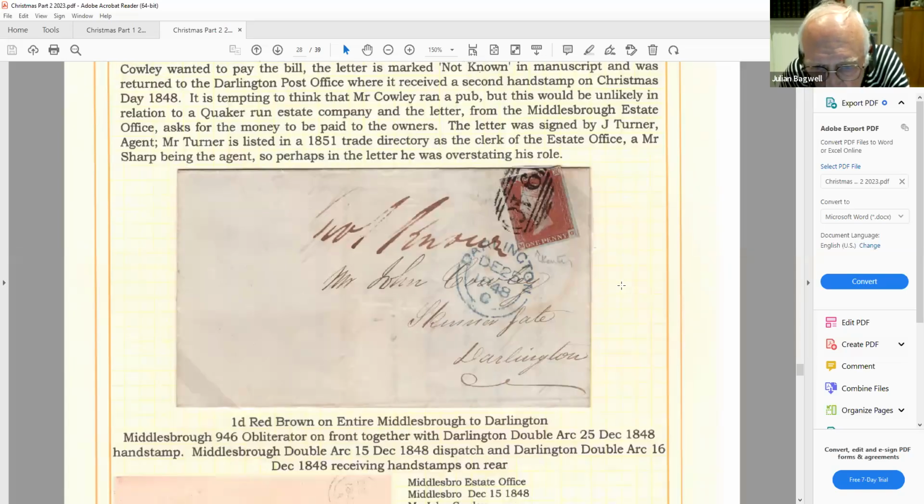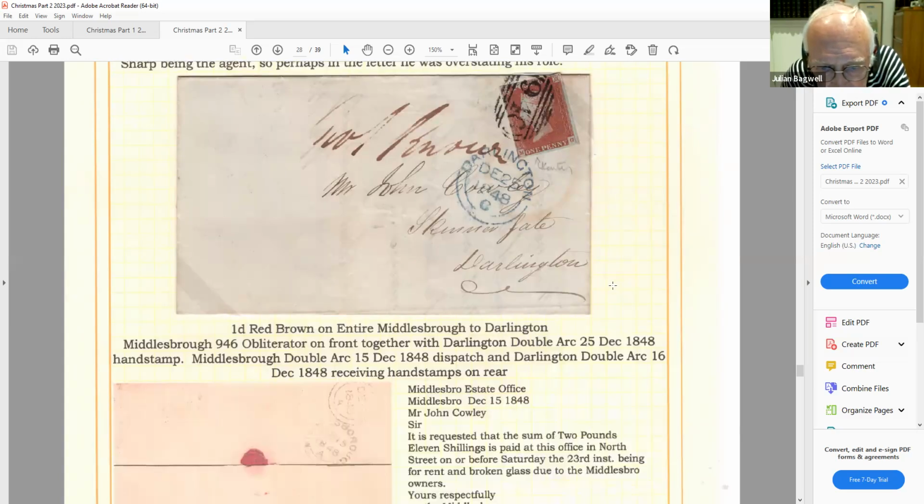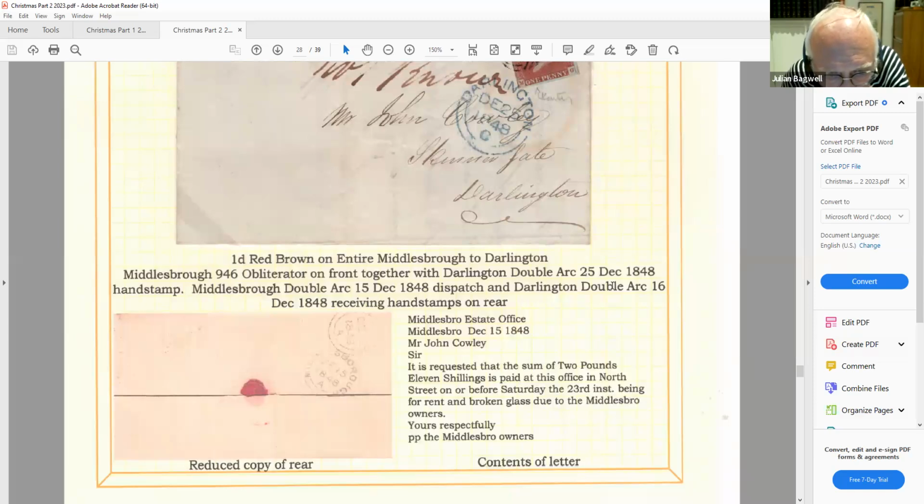So what was the broken glass about? I don't know. I haven't been able to find any information about the addressee, but whether this was a pub and there'd been some damage or not, I don't know. I just found it a fascinating little letter.